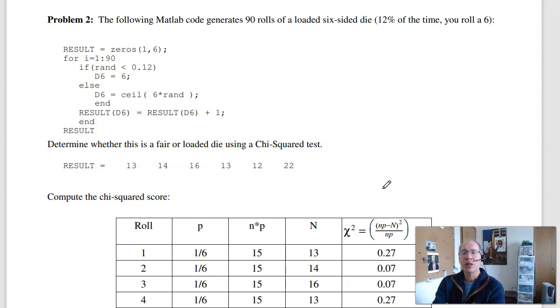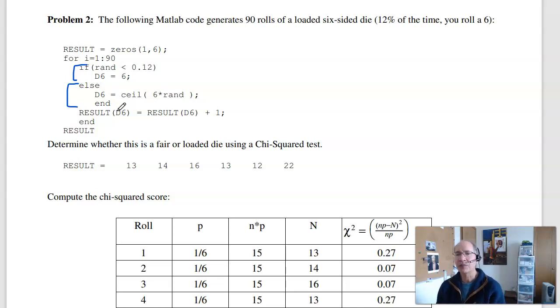Problem 2 looks like a loaded die. So here 12% of the time, I always roll a 6. The rest of the time, it's a fair die. Can I detect that the die is loaded? If I have access to the source code, I can look at it and say, yep, it's loaded. 12% of the time I get a 6.